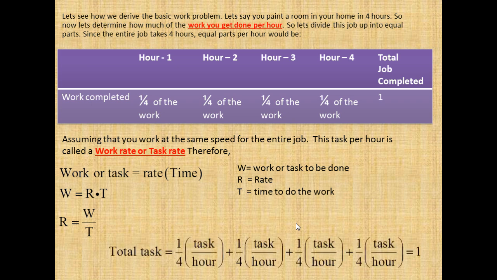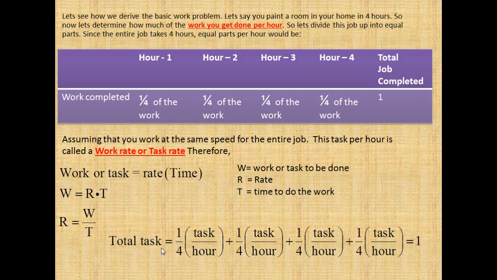Where W equals work or task to be done, R equals rate, and T equals time to do the work, okay? So the total task would equal 1/4 task per hour plus 1/4 task per hour plus 1/4 task per hour plus 1/4 task per hour, which is equal to 1. And as you can see here, we have 1/4 task per hour.